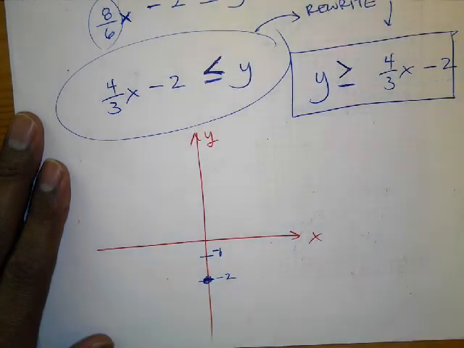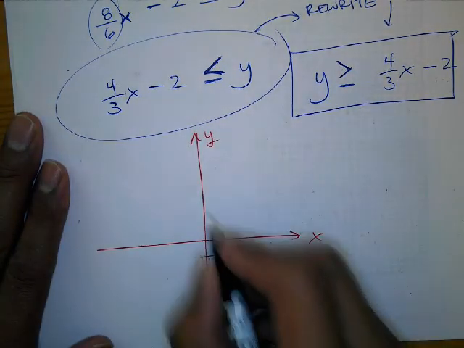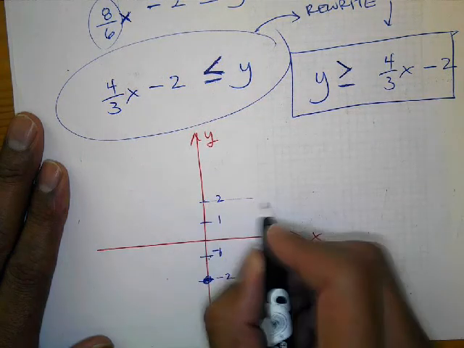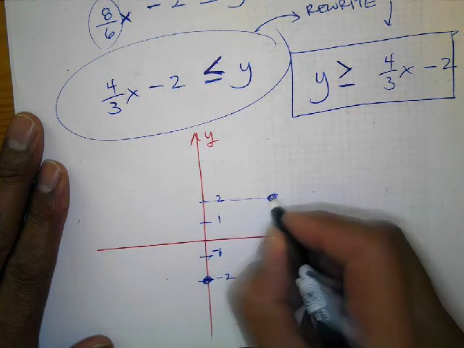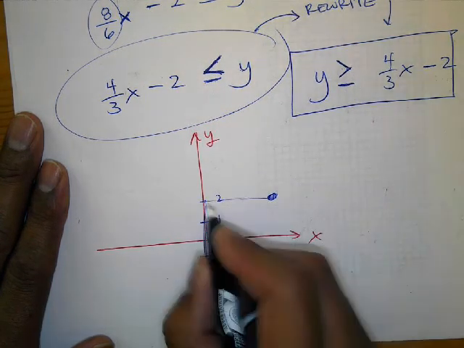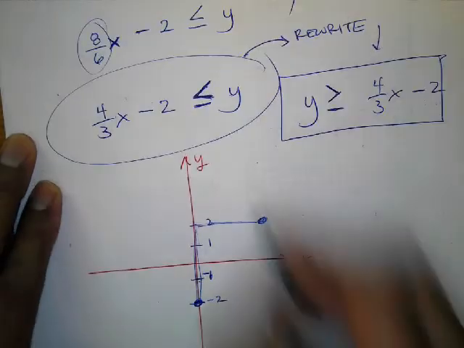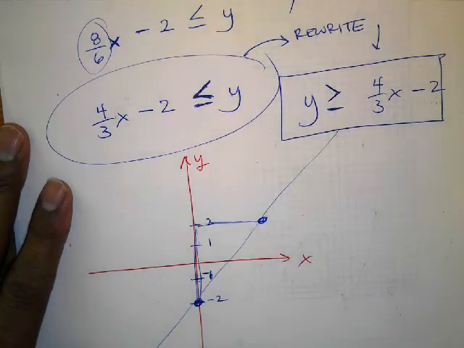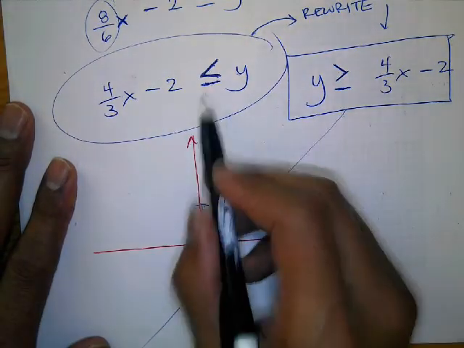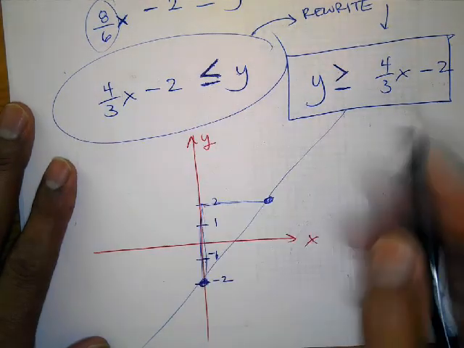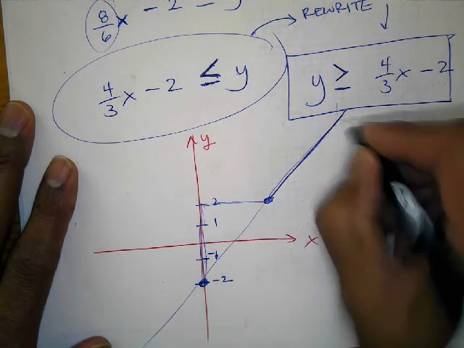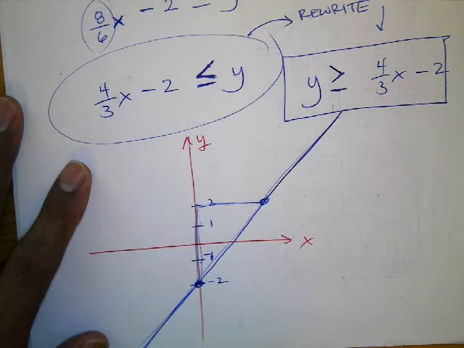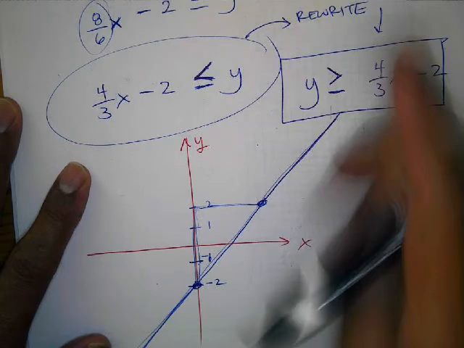Okay, so quickly graphing this, the intercept is here at -2. You're going to go up 4, 1, 2, 3, 4, and over 3, 1, 2, 3. I'm just going to eyeball it, right? I went up 4 and I ran 3. And now you got to determine, is this going to be a solid line or a dashed line? Well, this one does have the little bar, which means it is equal to. It is equal to, so it's a nice solid line.